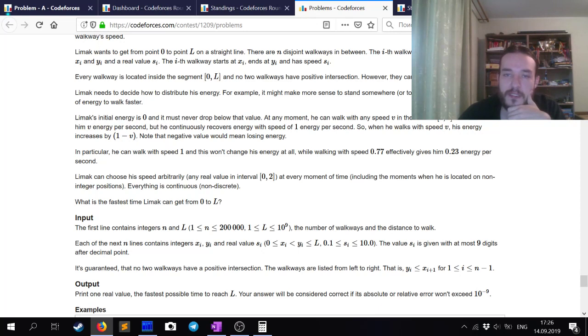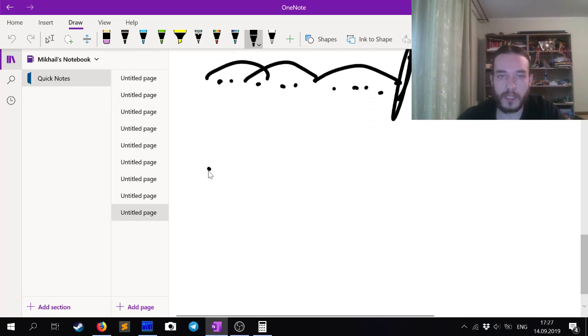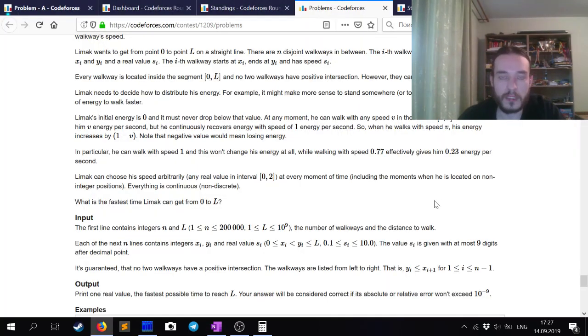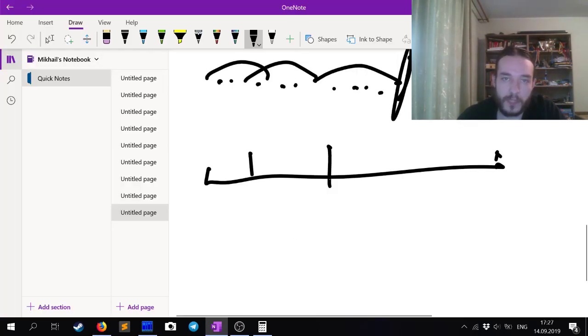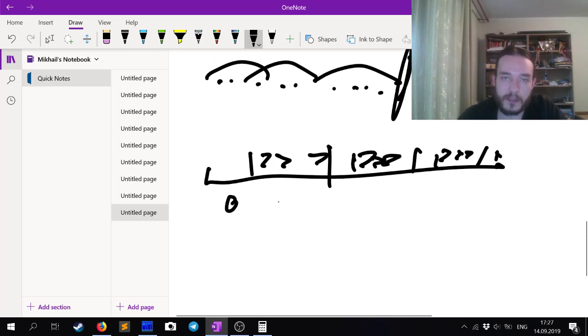Okay, so we have these walkways, right? We have this huge segment, and we have these walkways that speed us up, and they also do not intersect. So basically we have some numbers that are added to our speed. There are zeros in between, and then some numbers for each particular walkway.